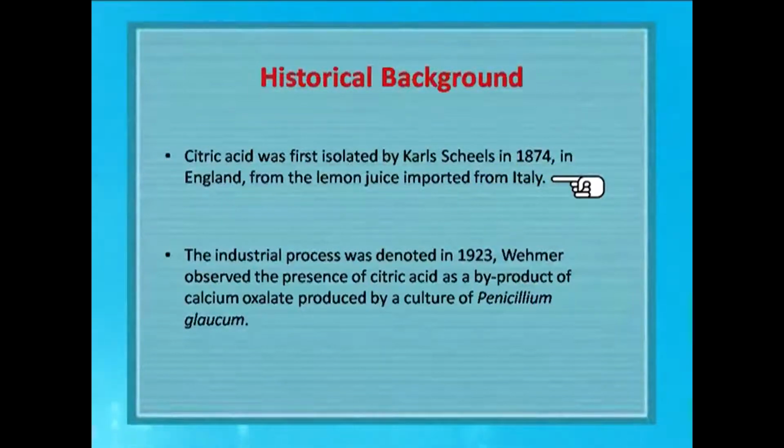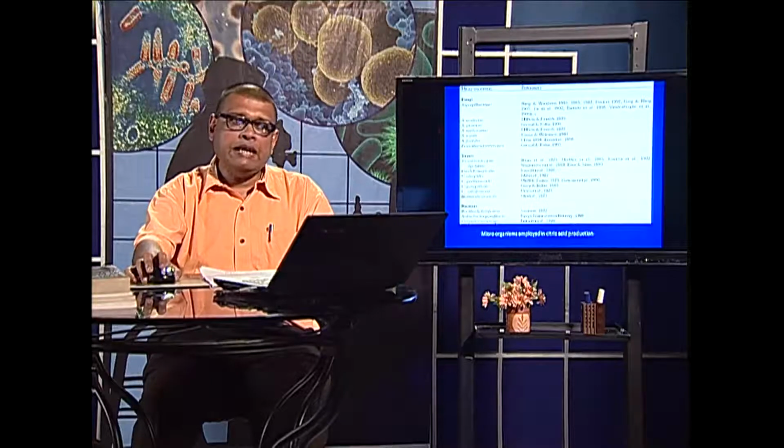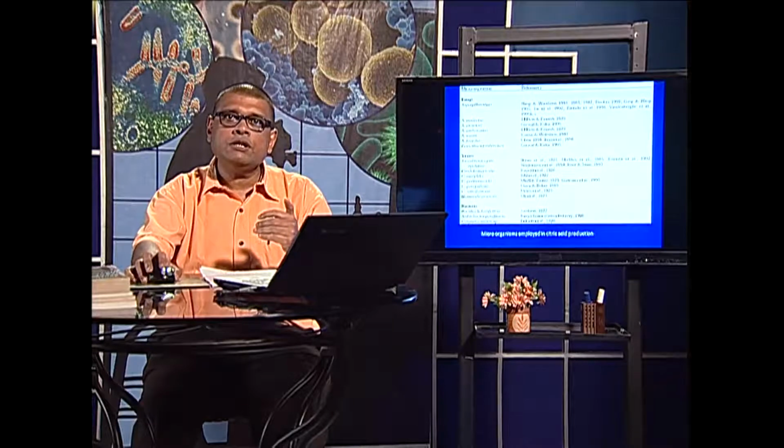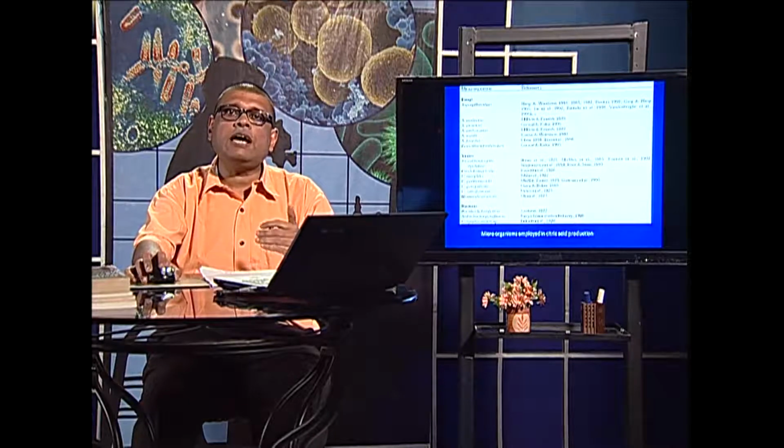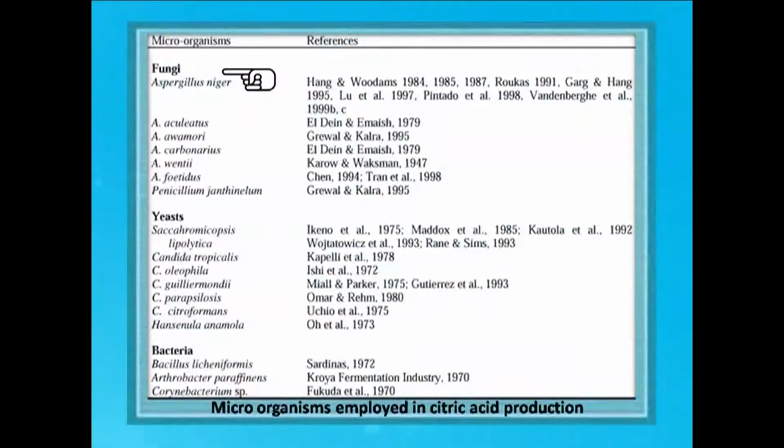But subsequently Weber in 1923 could explain that actually it is Penicillium glaucum, which is a mold fungus, that can produce citric acid, and this is produced as a byproduct in the way of producing calcium oxalate or oxalic acid. And naturally from that time onwards we could understand there may be different types of microbes involved in citric acid production, and that includes the fungi like Aspergillus niger and other species of Aspergillus, yeast like Saccharomycopsis lipolytica, Candida tropicalis, bacteria like Bacillus licheniformis or even Bacillus subtilis.